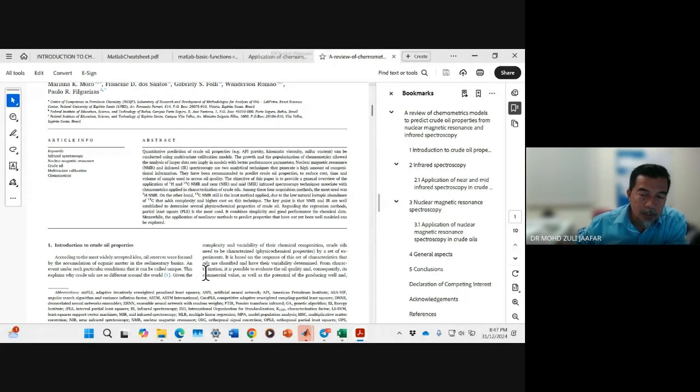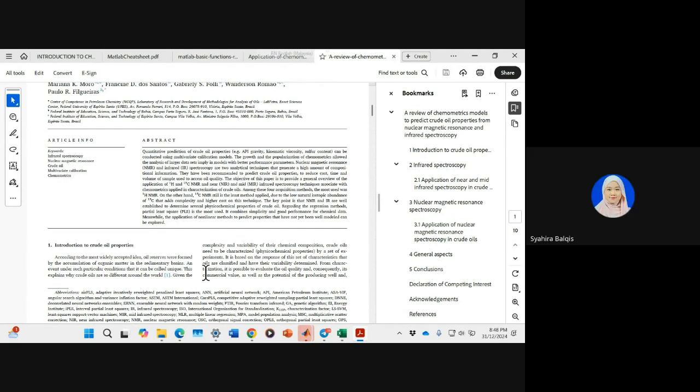The only difference is that in PLS, we are incorporating the value of y that we want to predict into our model. So that is why we get better results. Okay, noted, Doctor. All right. Thank you, Doctor.